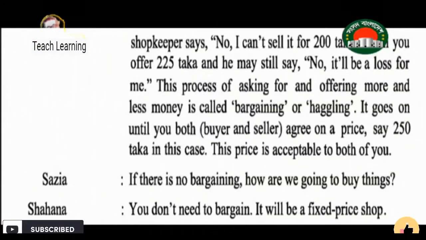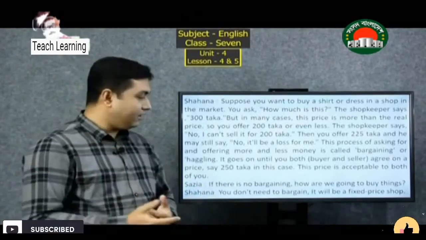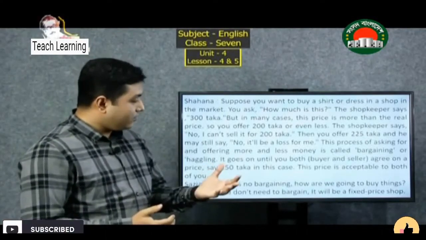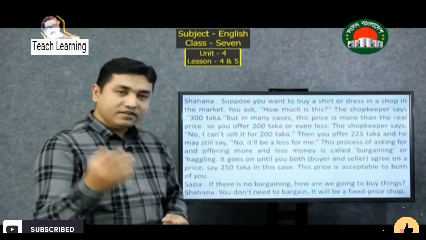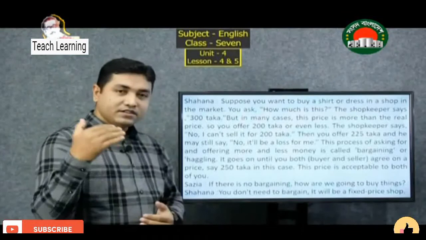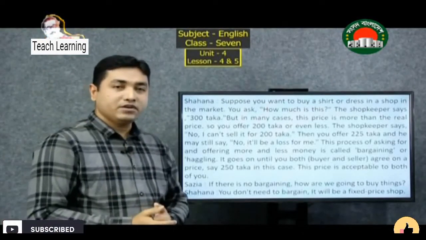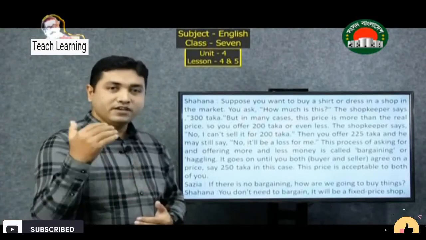Then Sajia wants to know, if there is no bargaining, how they will buy things. Then Shahana says that they don't need to bargain because it will be a fixed price shop.